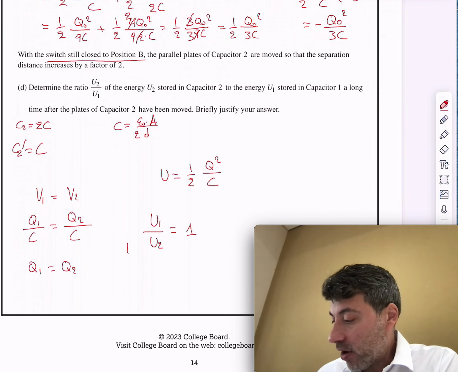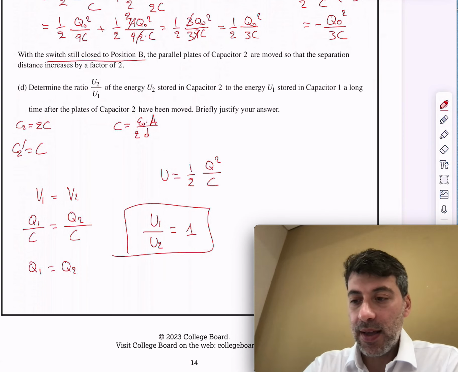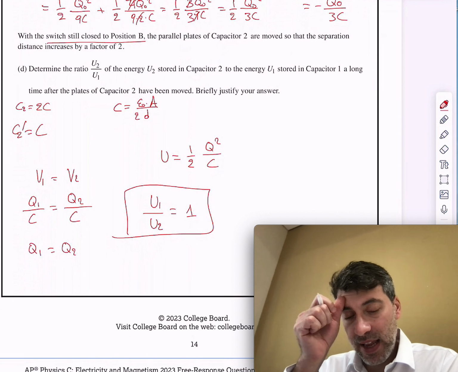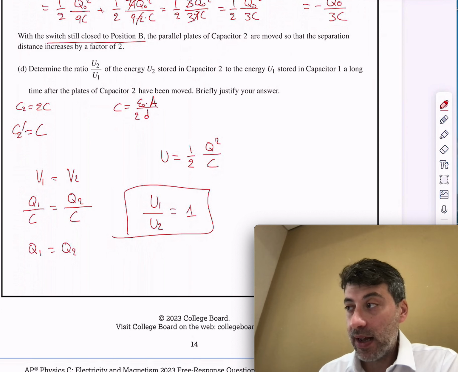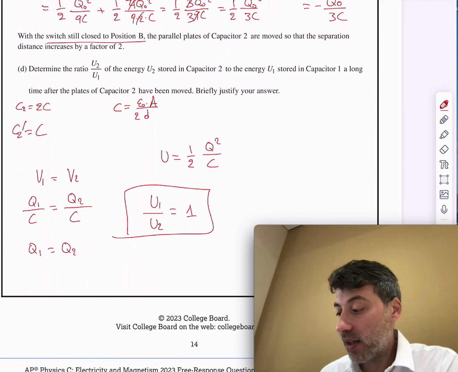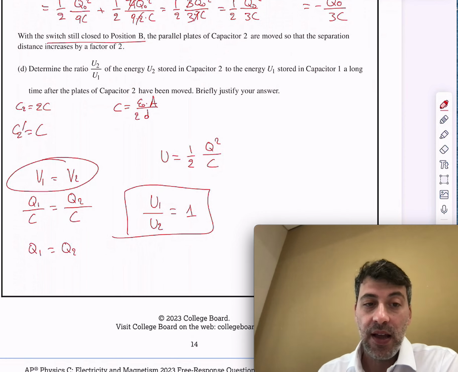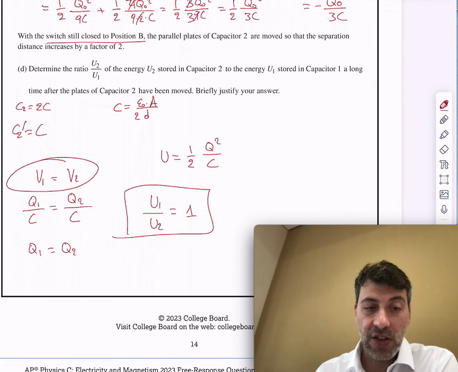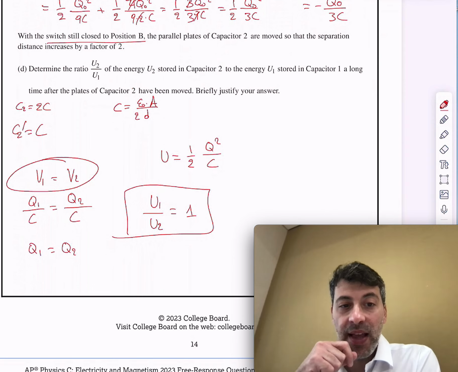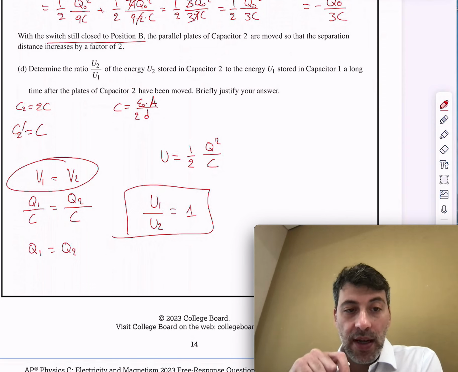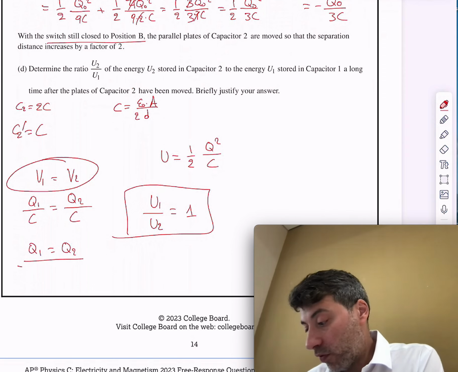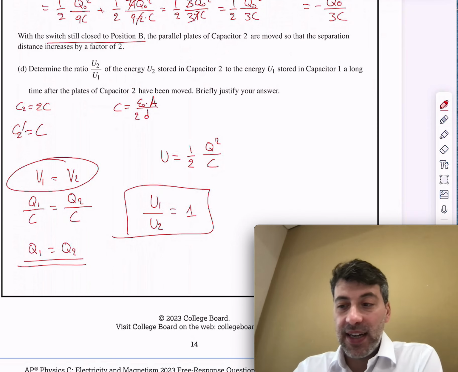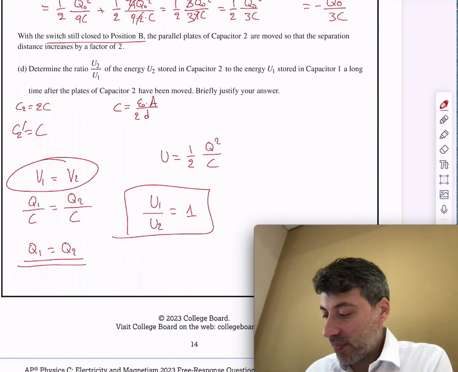I think this is our final answer. And we should briefly mention that since the capacitors are still connected, our relationship for the potential difference across the two capacitors still stands. So the voltage 1 and the voltage 2 for the two capacitors is the same. Also, we prove that the charge is the same. That's the reason why the ratio of potential energies is equal to 1.